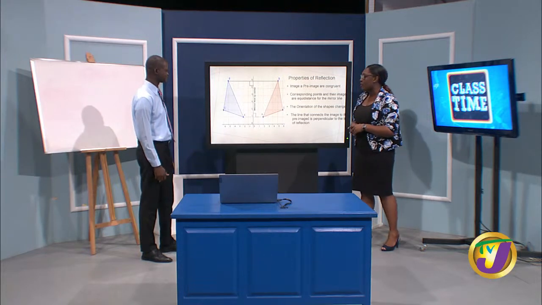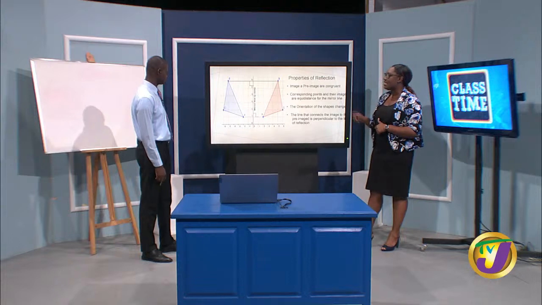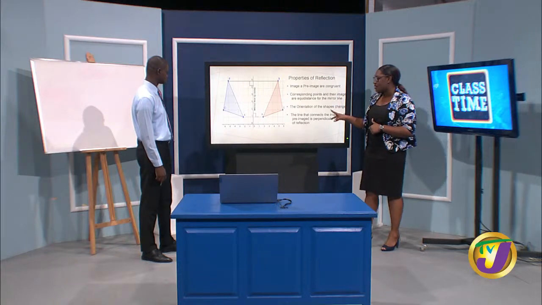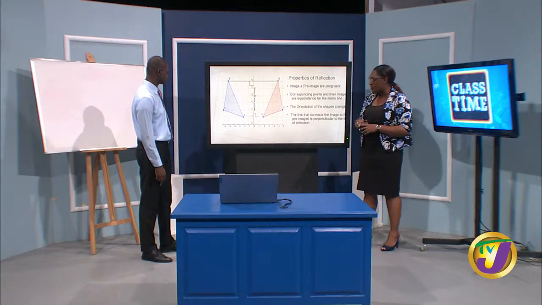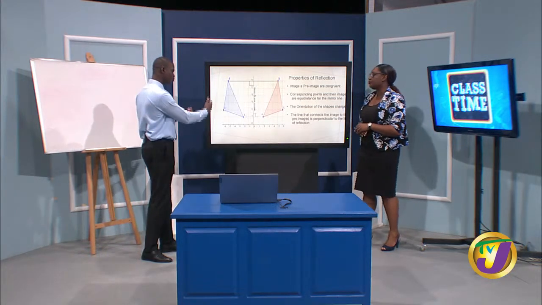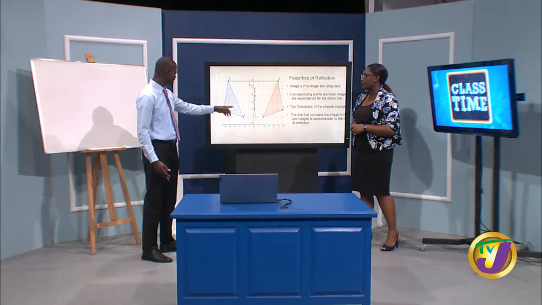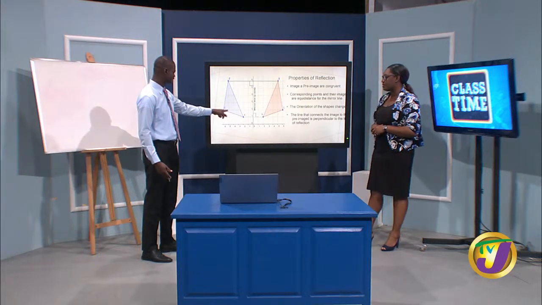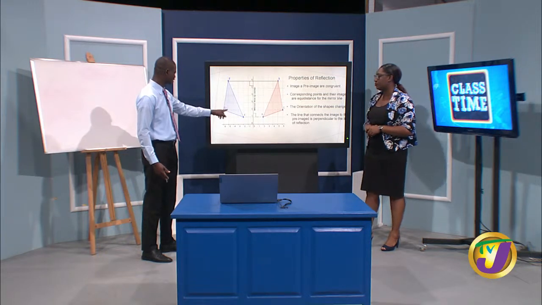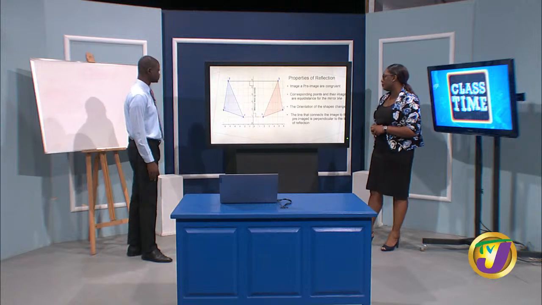If on this diagram we're looking at points A and A prime, we can see that A is equidistant from the mirror line as A prime. And we can see it clearly here because you can actually count the number of units. So from A to the mirror line would just be 2 units. And from A prime to the mirror line, 2 units as well. Exactly. So it is clearly represented here.